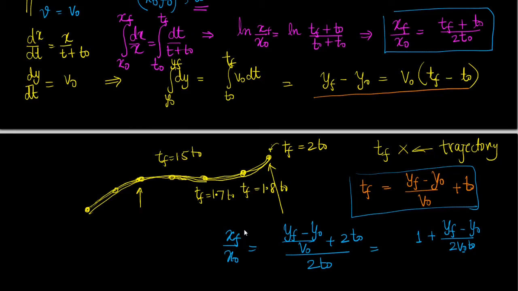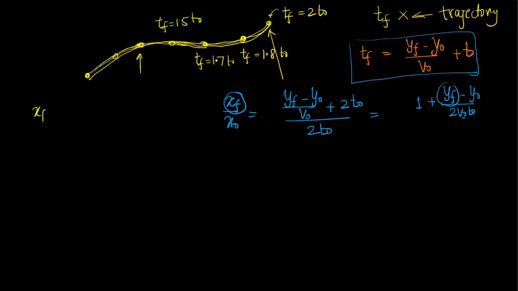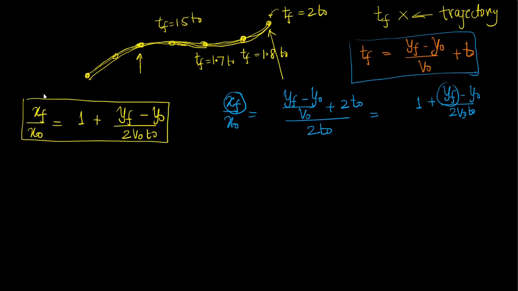So all the x and y, let me write down the final solution. Xf upon x naught is equal to 1 plus yf minus y naught upon 2 v naught t naught. So all the pairs of x and y will lie on the entire curve that we have shown.